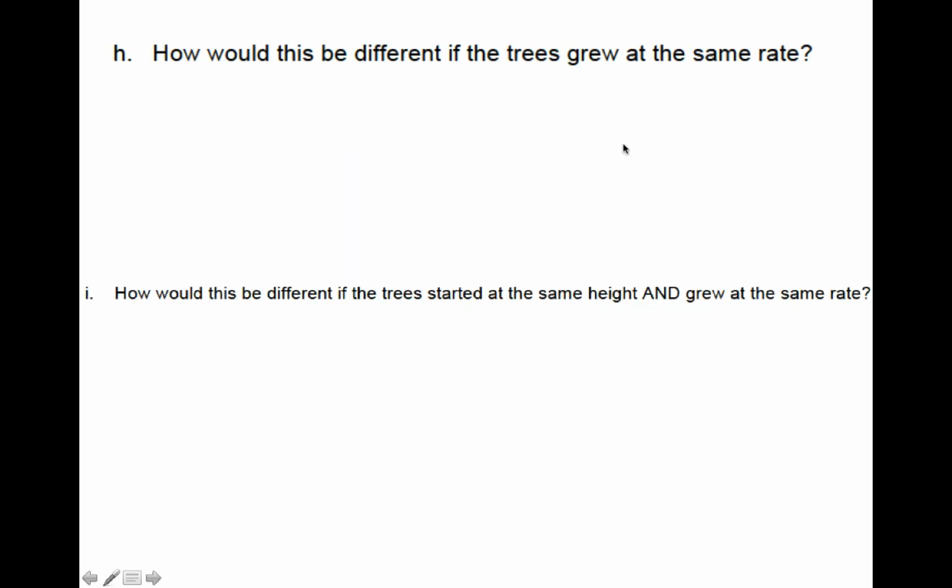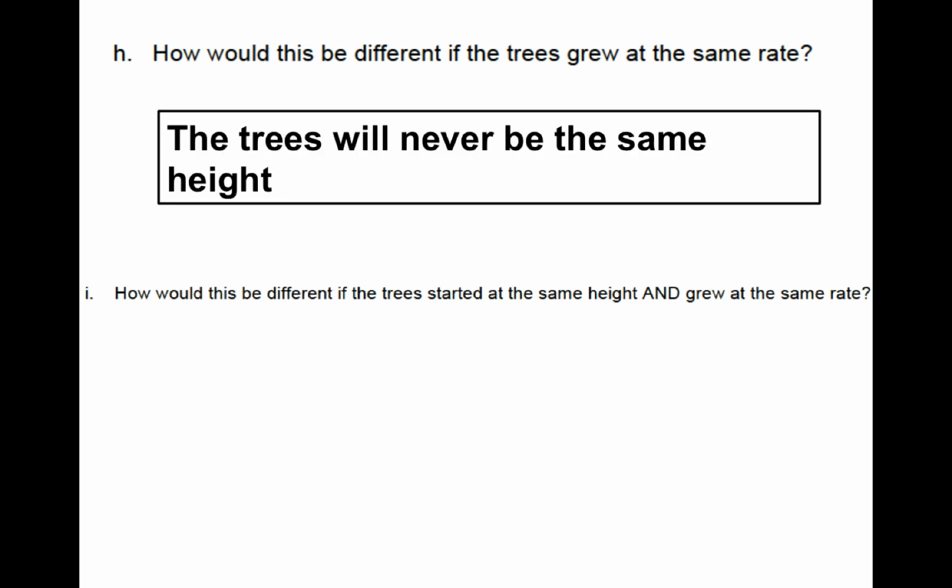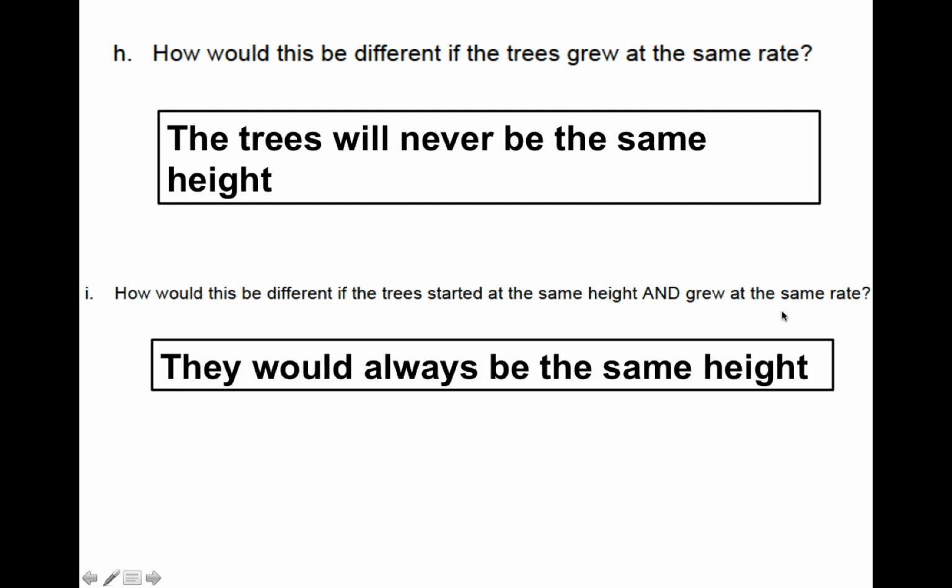How would this be different if the trees grew at the same rate? They would never be the same height. How would this be different if the trees started at the same height and grew at the same rate? Then they would always be the same height.